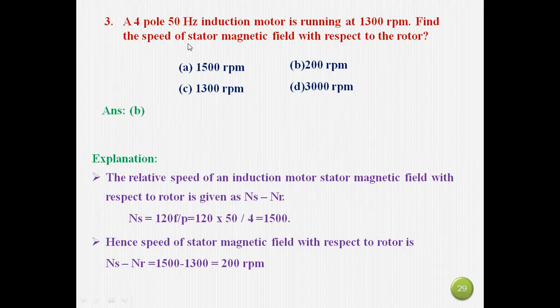Sometimes there is a question where you are supposed to find the slip speed. Sometimes they will interchange the language. They will make it complex and write, find the speed of the stator magnetic field. At that time you are supposed to understand this is nothing but Ns minus N, which we call the slip speed. So here you are supposed to find Ns minus N.